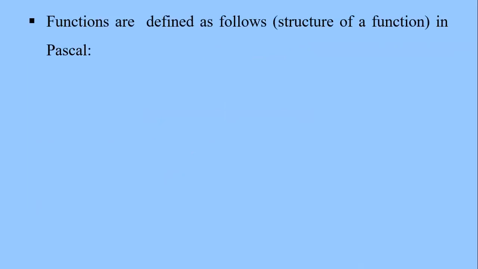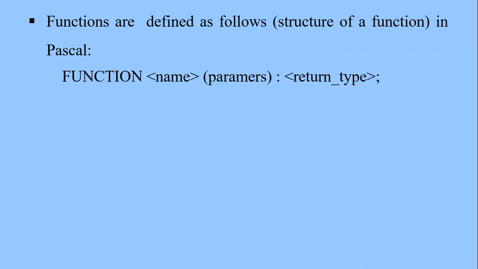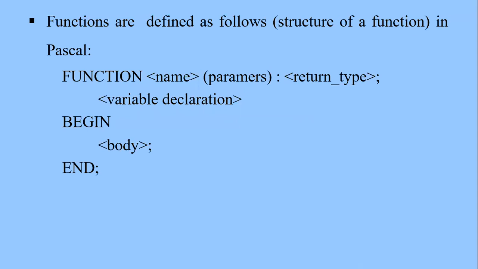Functions are defined as follows. That is the structure of a function in Pascal. After you have declared the function, you can then define it as follows: function, name, then parameters, return type, semicolon, followed by the variable declaration section. Then we have the begin, the body, and the end, terminated with a semicolon.